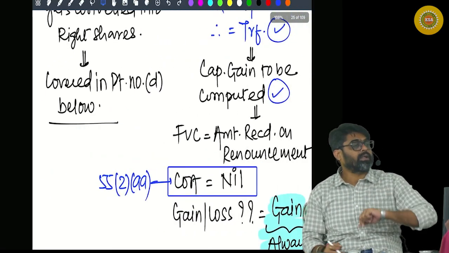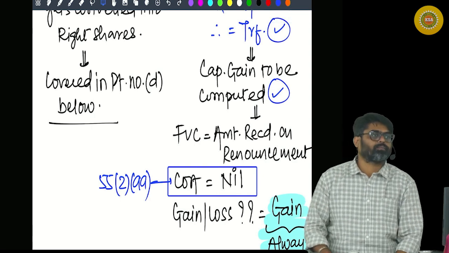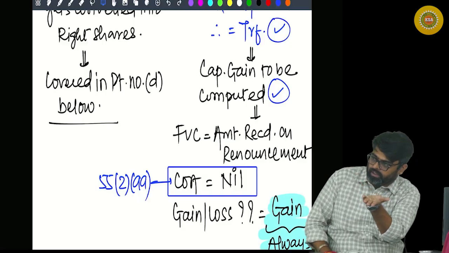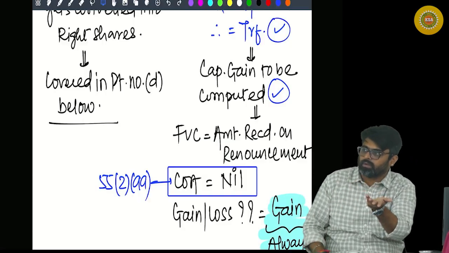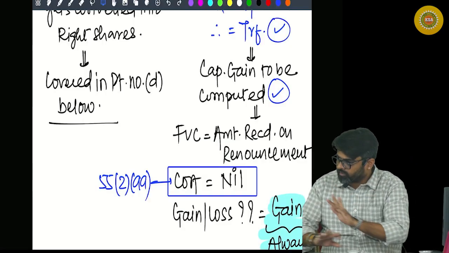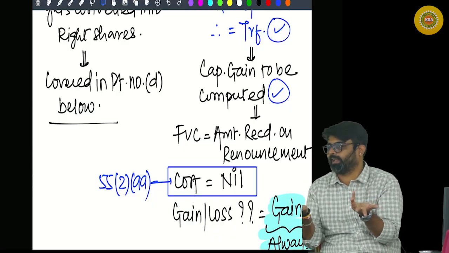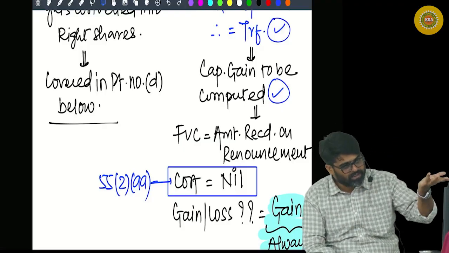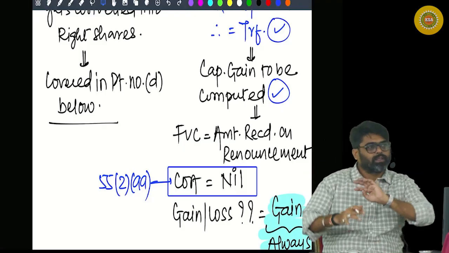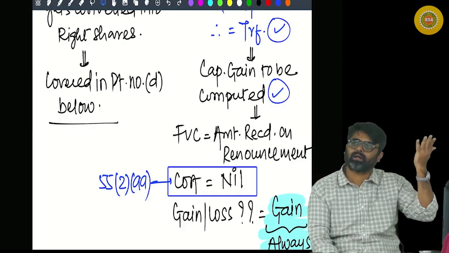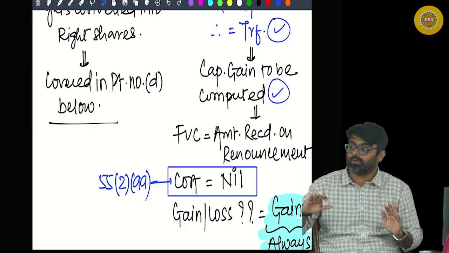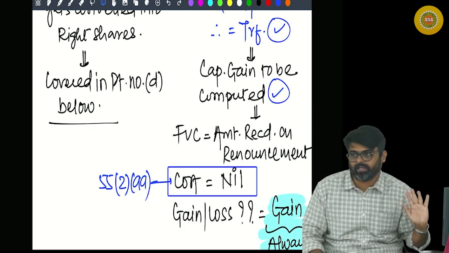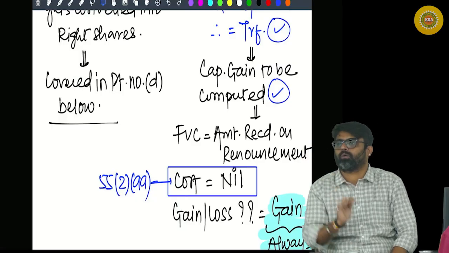Now you are having right shares. The right is converted into right shares. There is no tax effect on this conversion because you are not getting any money. The company gave you the right, you exercised the right and you received the right shares. Done. Let's talk about your right shares.